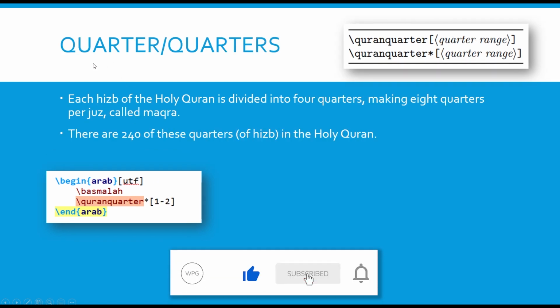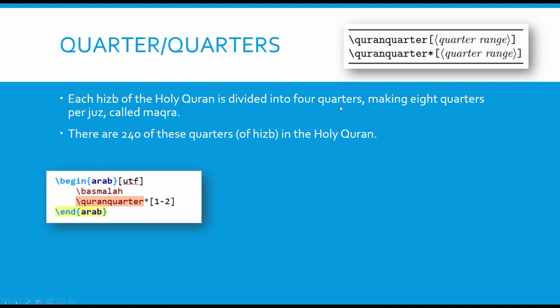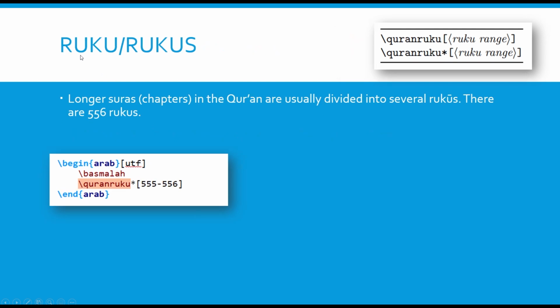Similarly, the next macro is quarter. Each hizb of the Holy Quran is divided into 4 quarters, making 8 quarters per juz called maqra. There are 240 of these quarters of hizb in the Holy Quran. So you can write them in the range Quran quarter 1 to 2 or any range between 1 to 240.